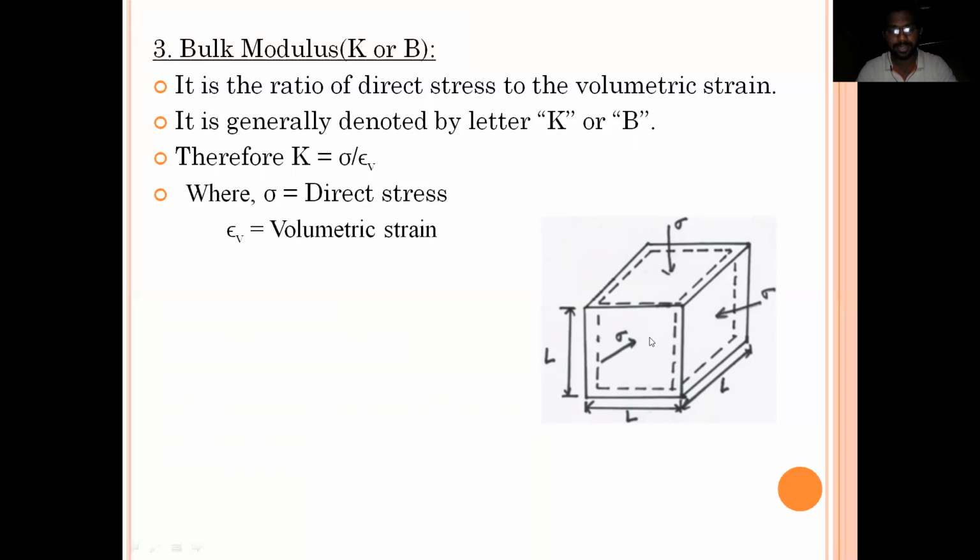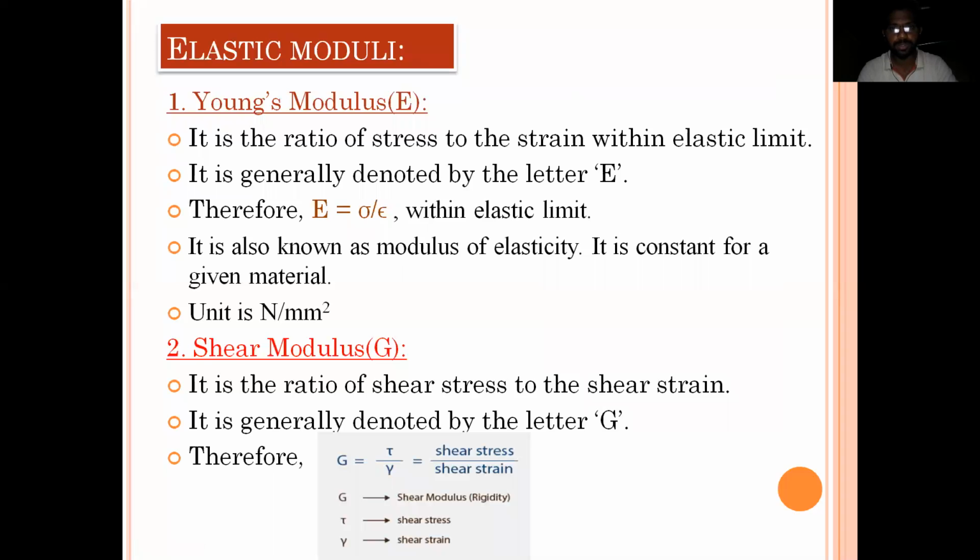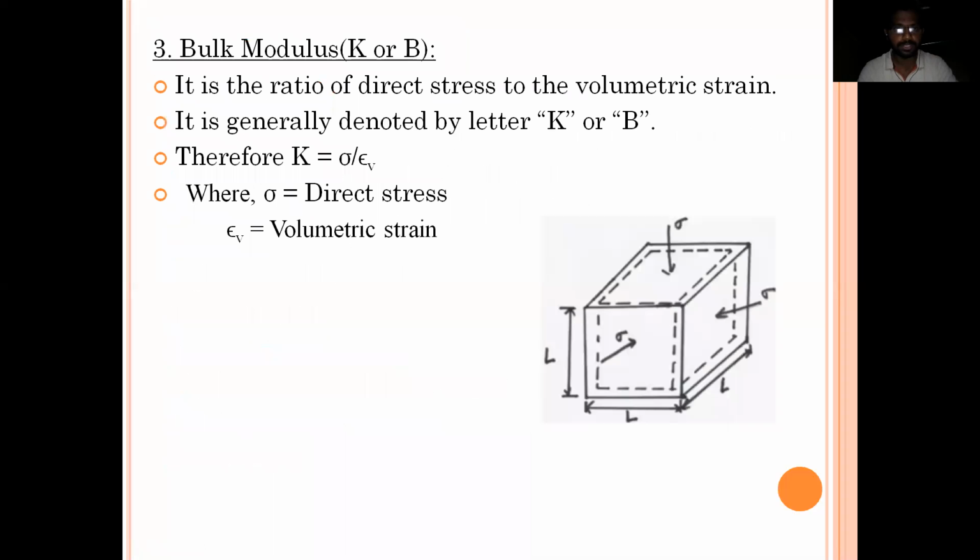Correspondingly we will have the change in volume, and also there will be volumetric strain set up in the body. Therefore bulk modulus is the ratio of direct stress to the volumetric strain, and it is denoted by the letter K or V. Therefore K is equal to sigma divided by epsilon V, where sigma denotes direct stress, either tensile or compressive, and epsilon V denotes volumetric strain. These are the three elastic moduli we have in our syllabus.